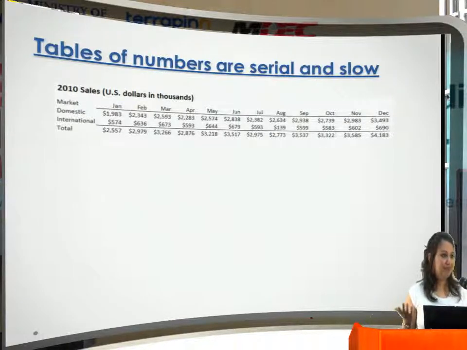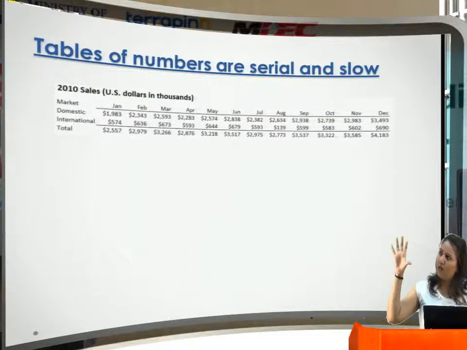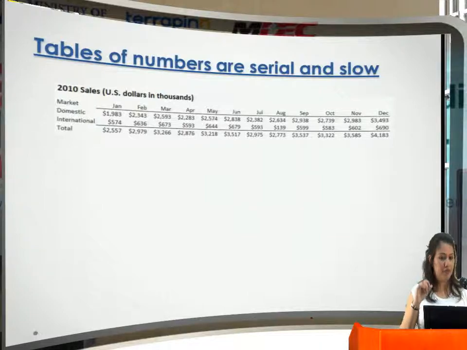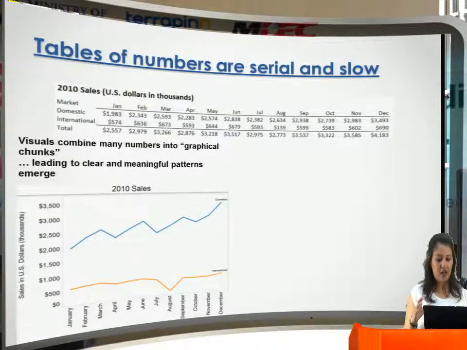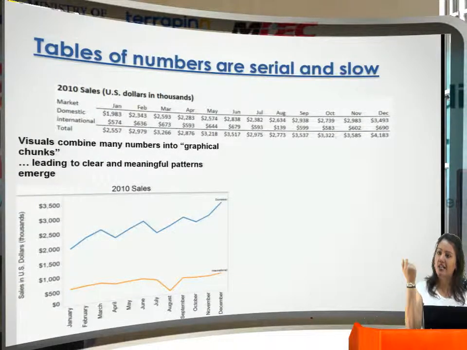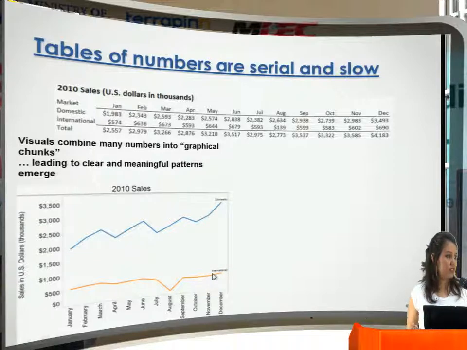Who can quickly tell me? Yeah, it's domestic that's growing faster than international. So it's kind of hard for someone to analyze from a grid of numbers, right? But the moment you put that into a graphical representation, it's spot on. Within 1 second, anyone can quickly tell me that domestic was the one growing faster than international.